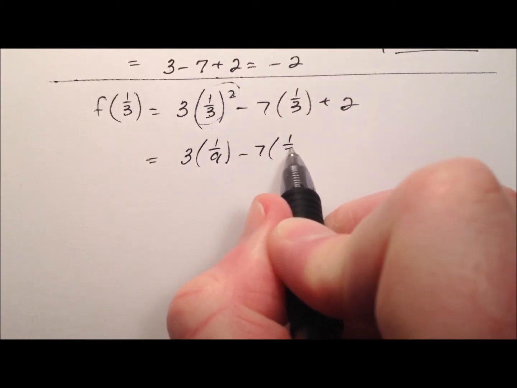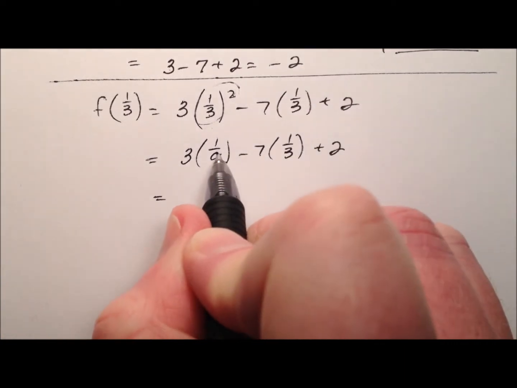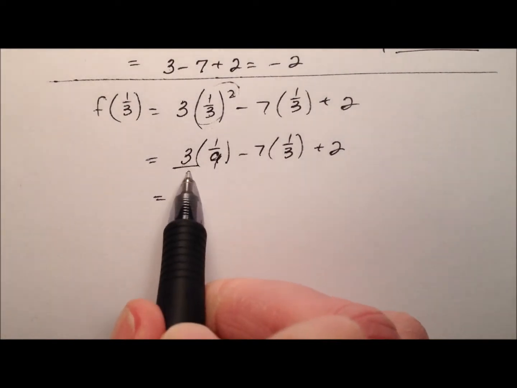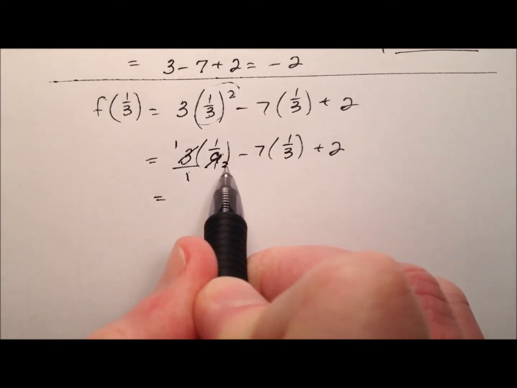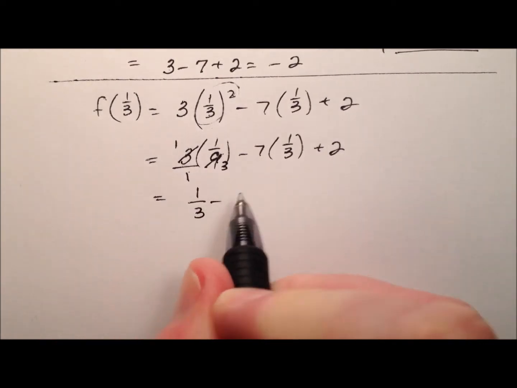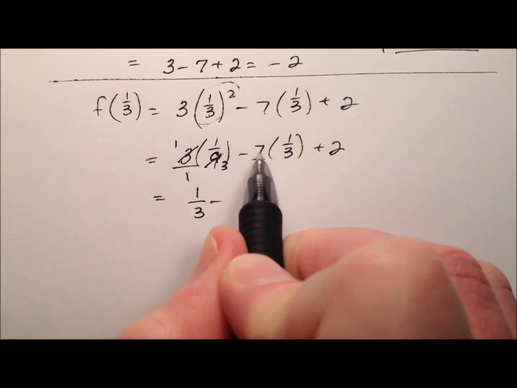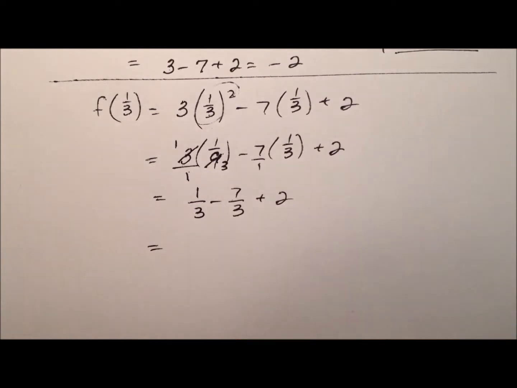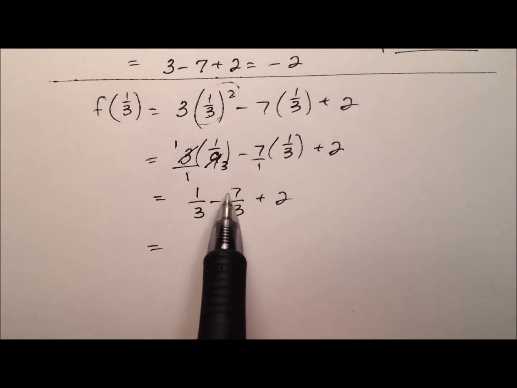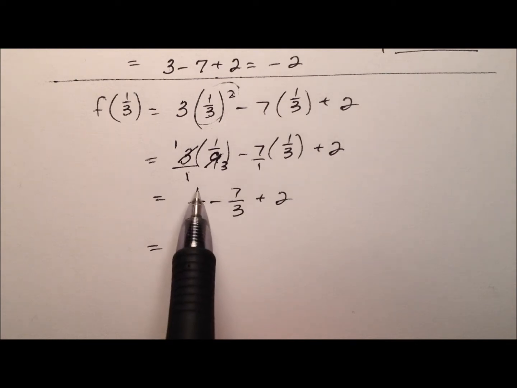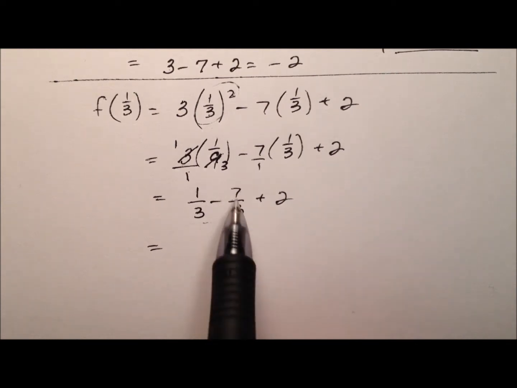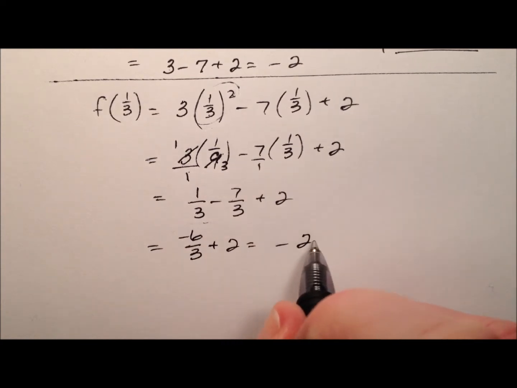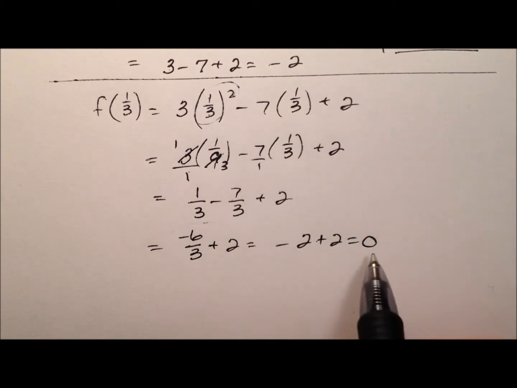And then we'll have 7 times the 1/3 plus 2. Okay, well, 3 times 1/9, we could put that 3 over 1. So 3 over 1 times 1 over 9, we can reduce some things. Looks like we'll have 1/3 minus, and then same thing, put 7 over 1. So it looks like 7/3 when I multiply, and then plus 2. Well, let's see, 1/3 minus 7/3. They have common denominators already, so 1 minus 7 is negative 6, and negative 6 over 3, well, that's just going to be negative 2 plus 2, and that's 0.